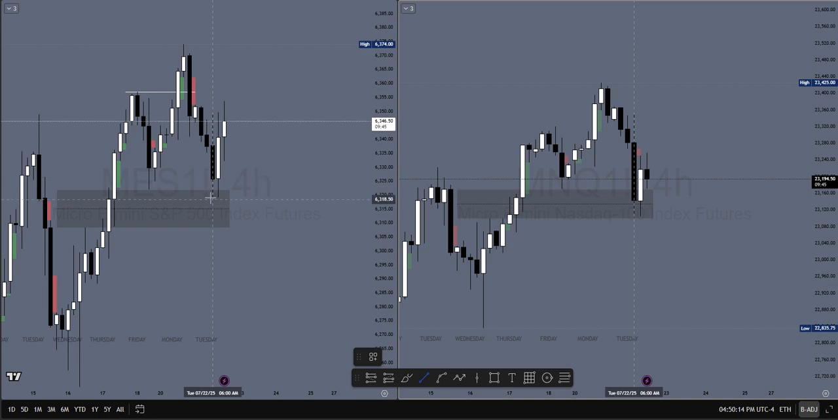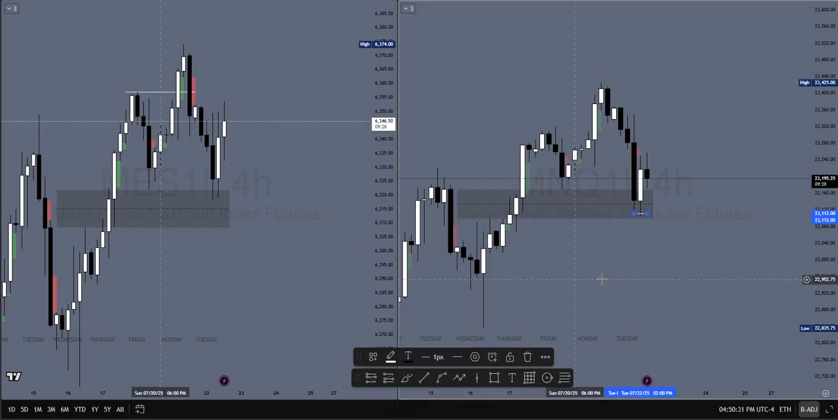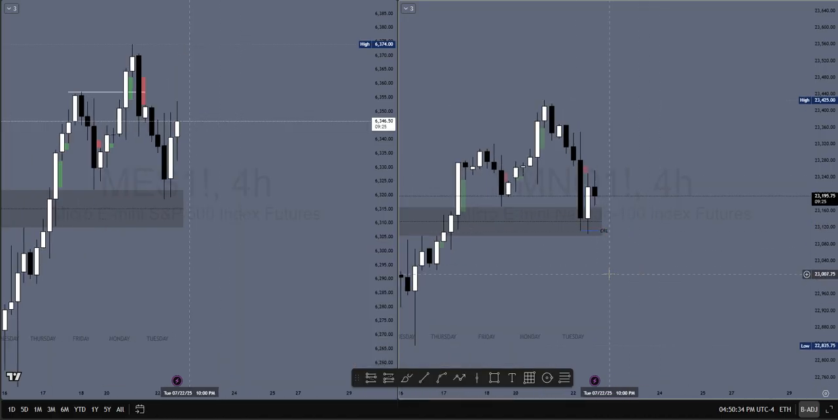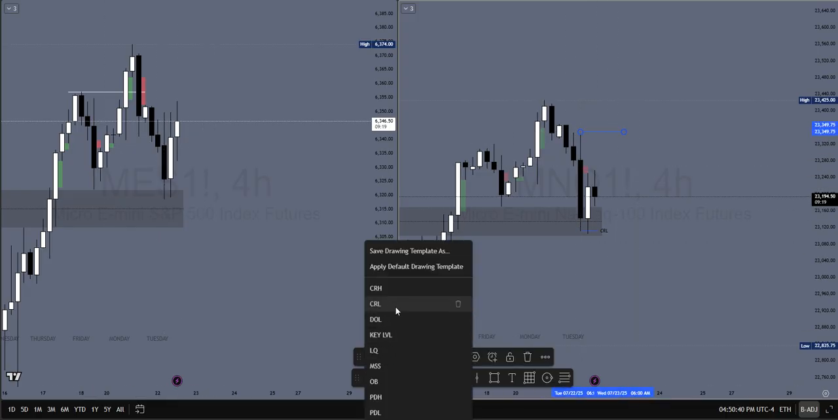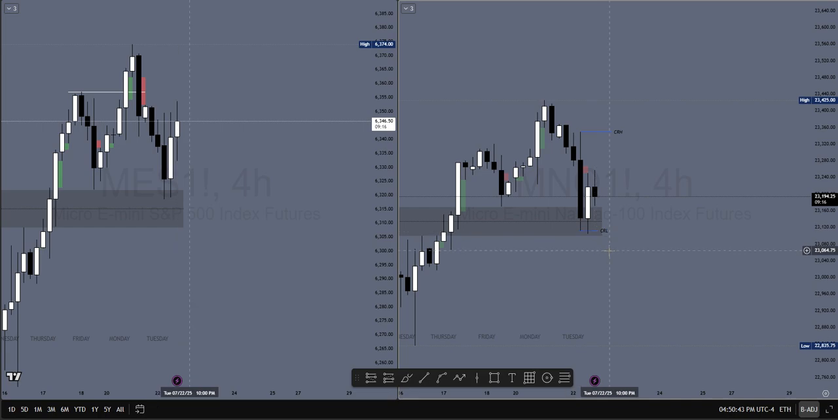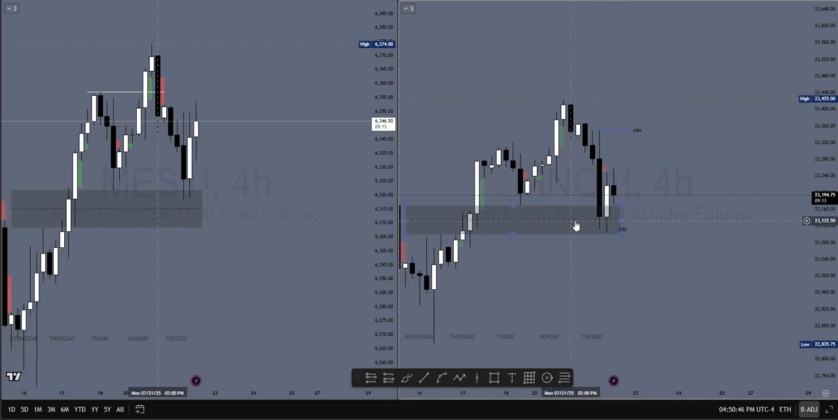As you can see on ES, the 4-hour CRT would be this one, but the highs have been swept, and I don't think we'll be sweeping any lows. The lows that haven't even been swept, we create an SMT. So what I can see here on NASDAQ is this will be our CRT. The low, which was just a low, the key level, we had a liquidity sweep. Now just simply expect this high to be our target, our drawn liquidity.